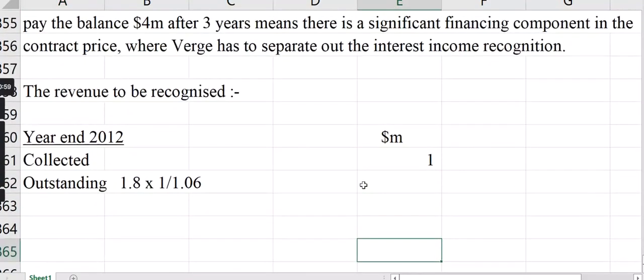Okay, can you pause for a while? Please pause for a while. Let's look at the calculation. At the end of year 2012, I bill them 2.8. 1 million already collected, 1.8 not yet collected. 1.8 will be collected at the end of 2014. 2012 and already 2013, so that means we need to wait for 2 more years before we can collect the balance of 1.8. So do discounting for 2 years.